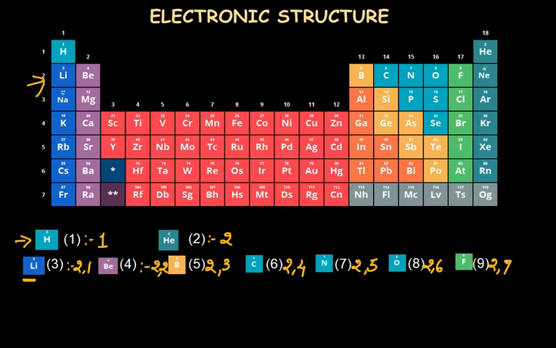Similarly, the last element of this period is neon. Neon has 10 electrons. So the same electronic structure: 2 go in the first shell and 8 go in the second shell. By now, one more thing can be observed. Here is the first period: hydrogen and helium are present in the first period, and both hydrogen and helium just have one shell in their structure. Now here is the second period with 8 elements in sequence.